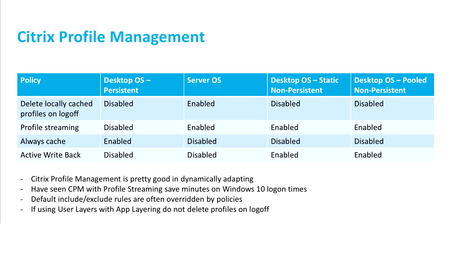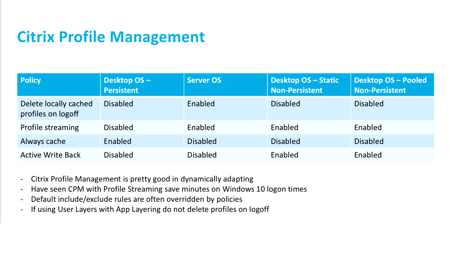The things I've seen from that, I've seen anywhere from a minute to a 3.5 minute login benefit just by implementing streaming over CPM by itself. Right. It really depends on all these bottlenecks you have and what's going on, but the benefit can be drastic on Windows 10 by using streaming with CPM.